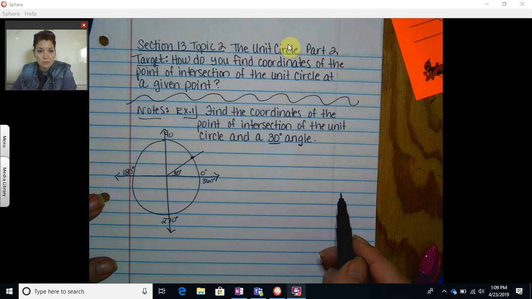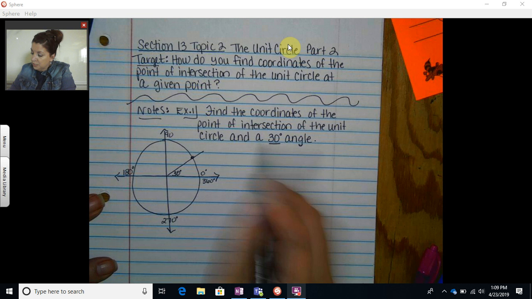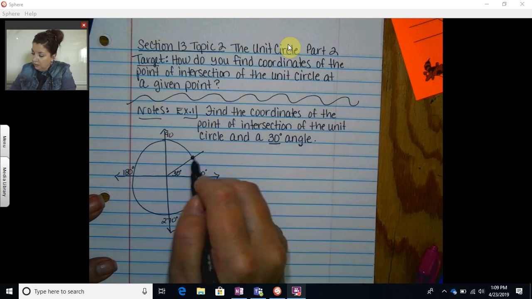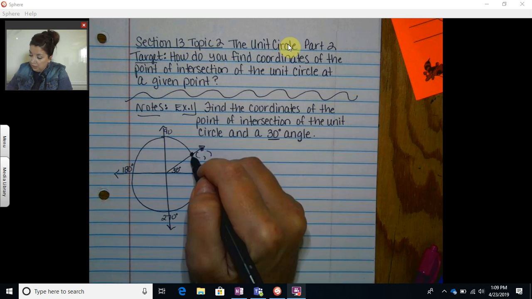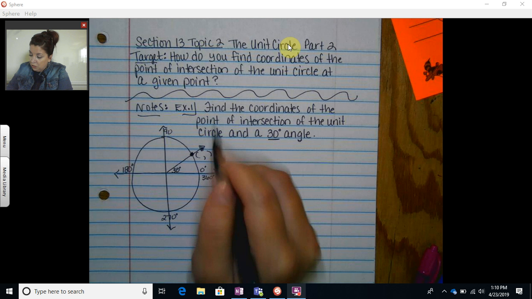And what the question asked me, it wants to know the ordered pair where that ray that I made intersected the circle. So to be able to find that ordered pair, we have to make a triangle to help us. And we're going to use those relationships between the special right triangles to help figure out what that ordered pair is. So what you do is, you are going to make a reference triangle. So you go to that point where it intersected and you draw a line straight down so that it hits the x-axis at a 90-degree angle.